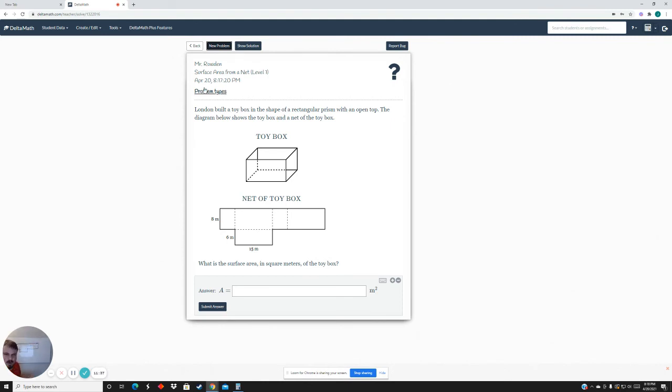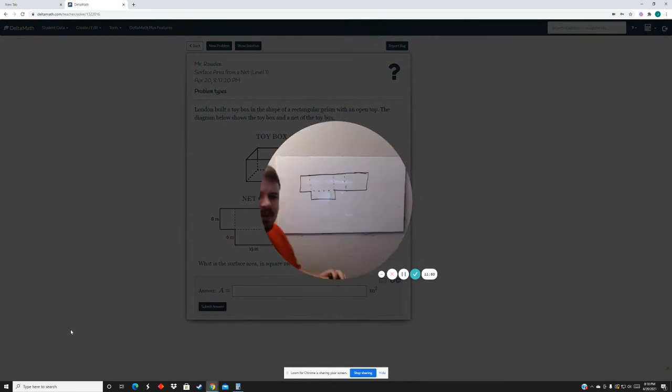Okay, so all they tell us right here, it's a rectangular prism with an open top. The diagram below shows the toy box in the, okay. And we know that we have 8 meters right here. We have 6 meters right here. And then down here it's 15.